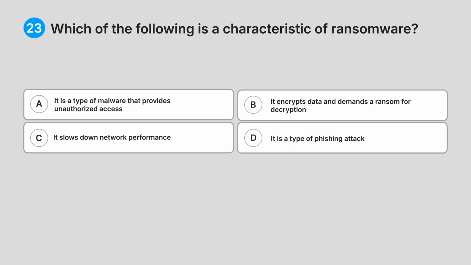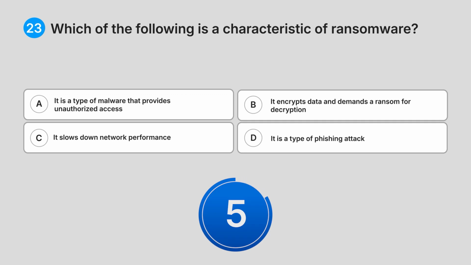organization. 23. Which of the following is a characteristic of ransomware? A. It is a type of malware that provides unauthorized access. B. It encrypts data and demands a ransom for decryption. C. It slows down network performance. D. It is a type of phishing attack. Do you know the answer?